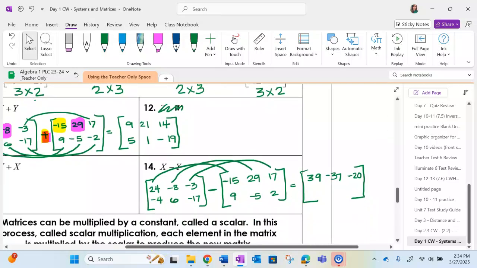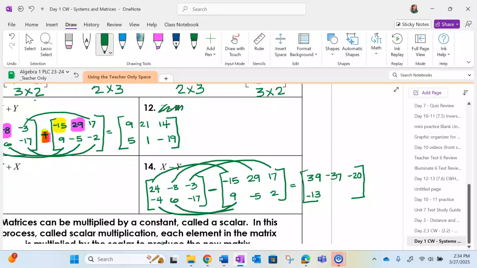Let me raise this up a little bit. Negative 4 minus 9 is negative 13. 6 minus, don't forget this minus, 6 minus negative 5, 11. Negative 17 minus 2, negative 19. Okay? That's how you subtract. Got to take into consideration these minuses and pluses.